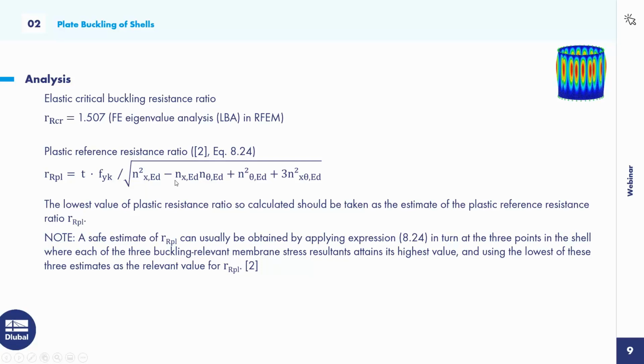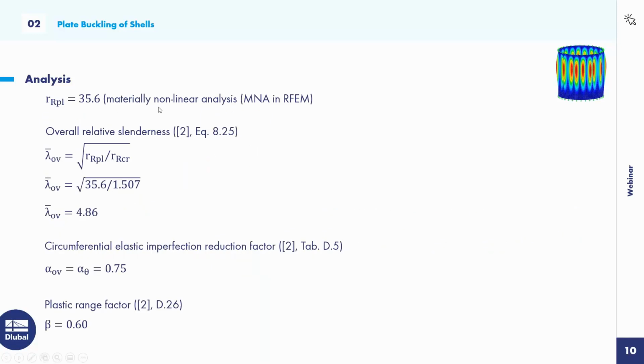In simple words, you must apply this equation 3 times on 3 different places where the maximum values of nx, n theta, and nx theta are, and the lowest value, that's the value you use for the design. Sounds quite complicated, but we do that this way. I don't do that this way anyway. We use the materially nonlinear analysis in RFEM.